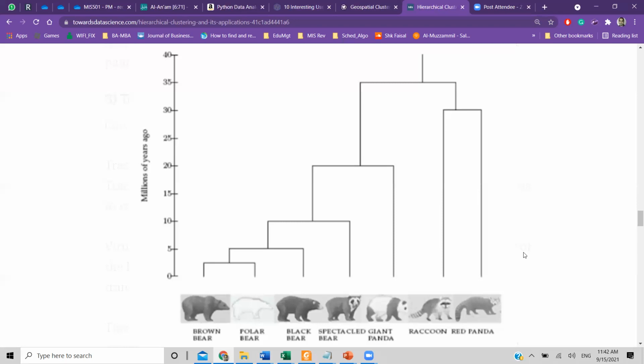But look at the height between these two and the rest. They are very, very far apart. The height tells you how far or how different they are. So you can see the next one and the next one and so on. In such applications where you want this multi-level comparison, hierarchical becomes a very good choice.